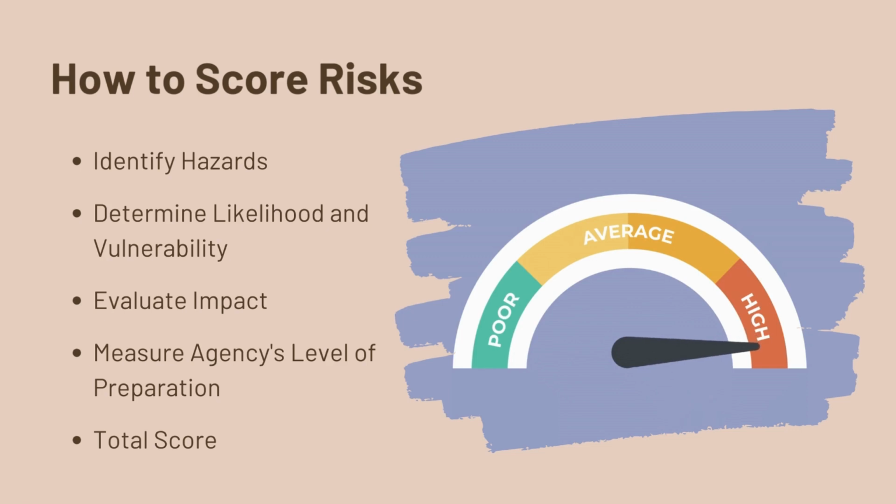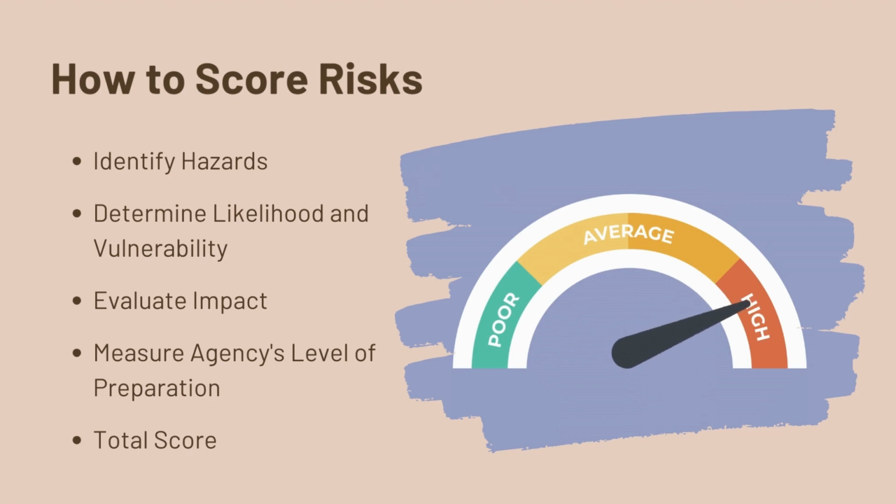Measure the probability and vulnerability of each hazard. Assign scores for each category: high, moderate, or low risk. Each level corresponds to a score from 1 to 3. Consider the potential impact of each hazard. Assign scores based on the potential disruption it could cause.